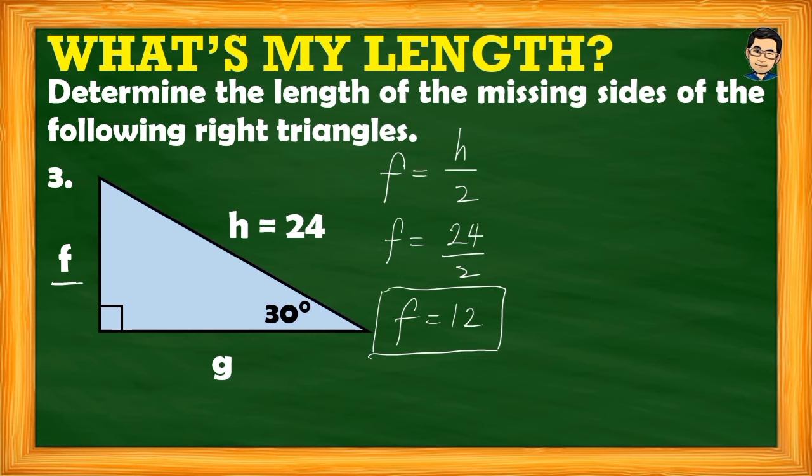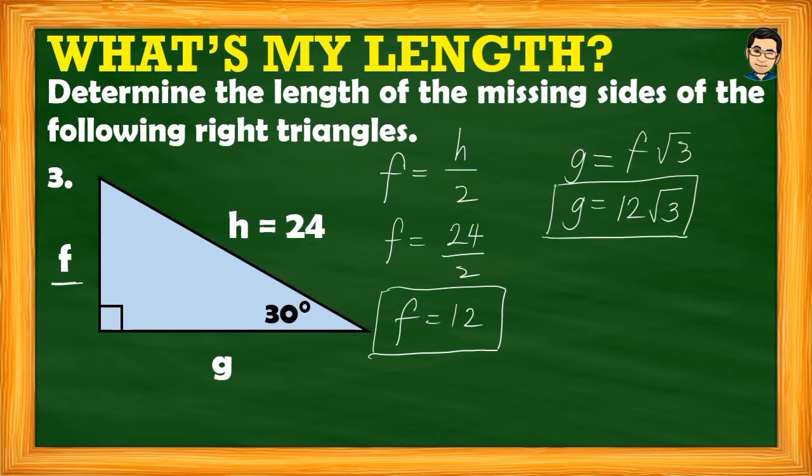Next, yung longer leg naman natin, G. So, i-multiply natin yung shorter leg natin sa square root of 3. So, F square root of 3. So, G is equal to 12 square root of 3. So, ganun lang po kasimple kunin ang sukat ng G, yung longer leg natin. So, ayan, F is equal to 12 and G is equal to 12 square root of 3. So, kung paano ko pinakita yung solusyon natin dun sa Pythagorean theorem, dun sa second example natin, ganun din po natin ipapakita dito.